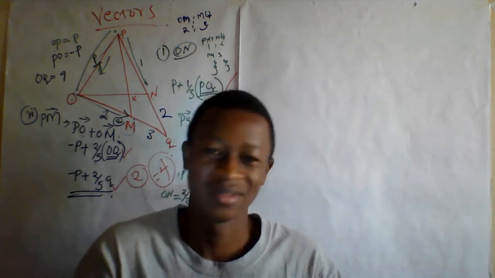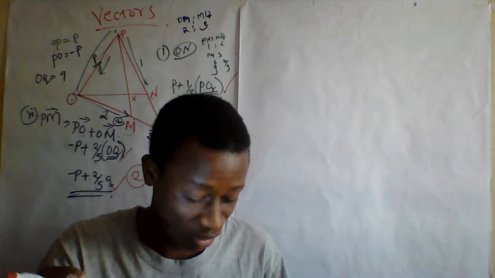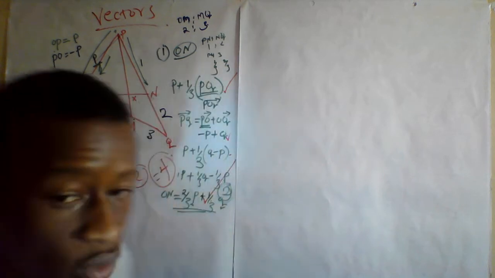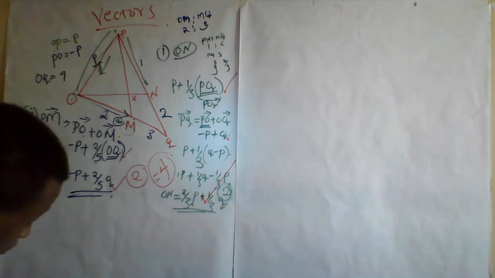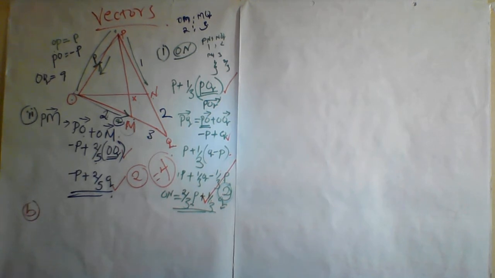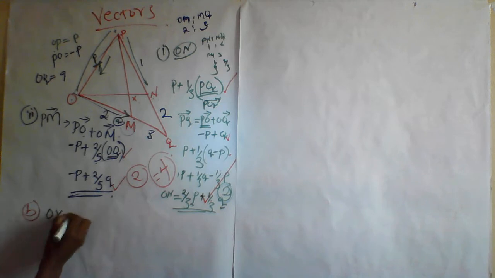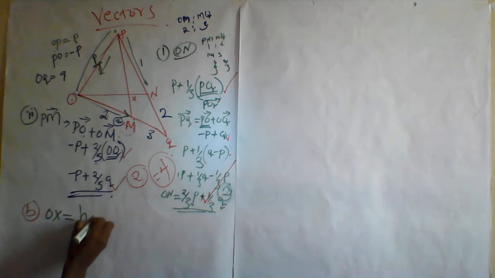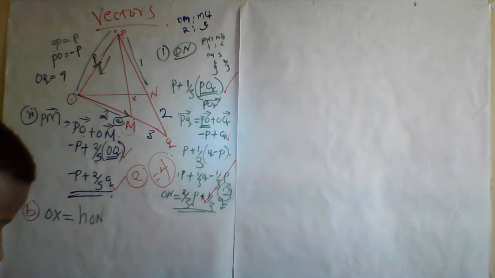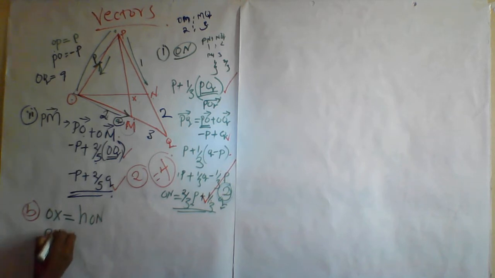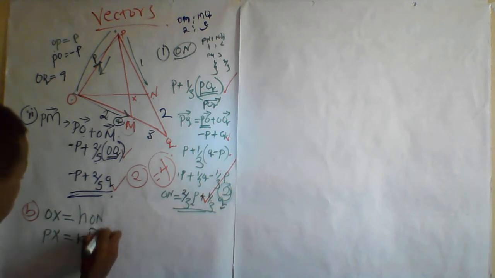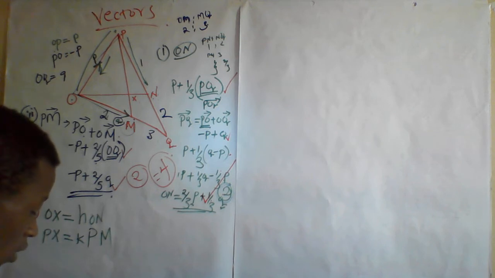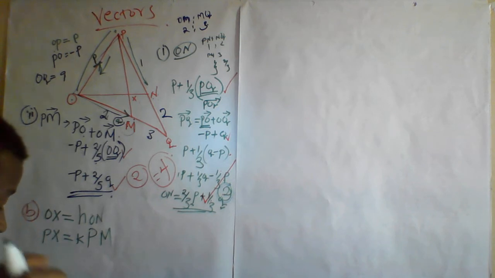It is also simple to get the 5 marks, so I just want you to be attentive. Then question B. Question B says that, given that OX is h of ON and PX is k of PM, where h and k are scalars.